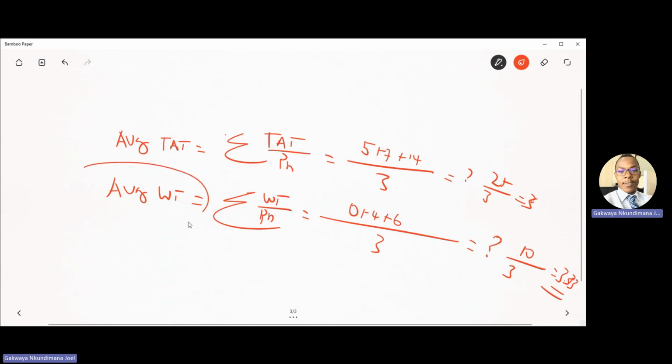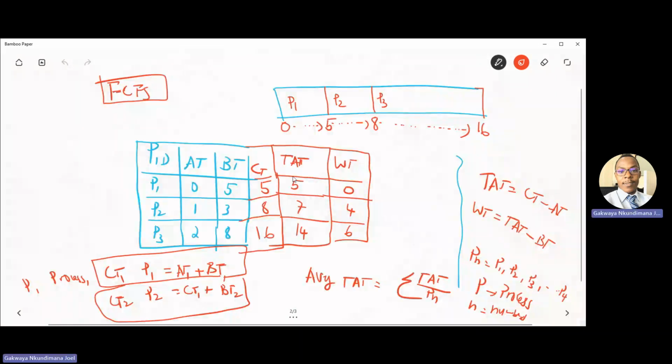So average waiting time is this. Average turnaround time is this. And we have also calculated the following.